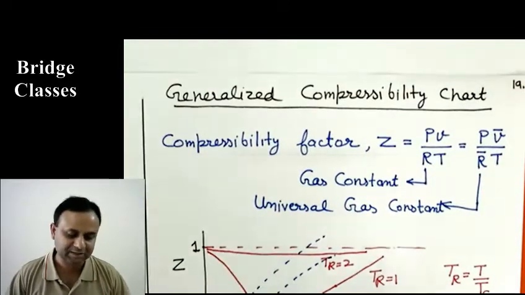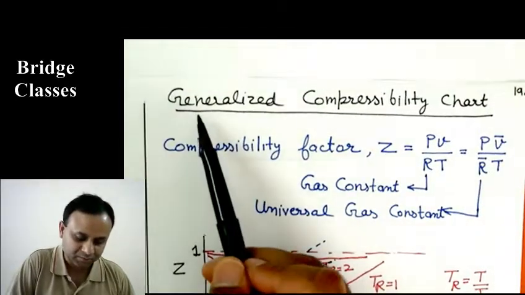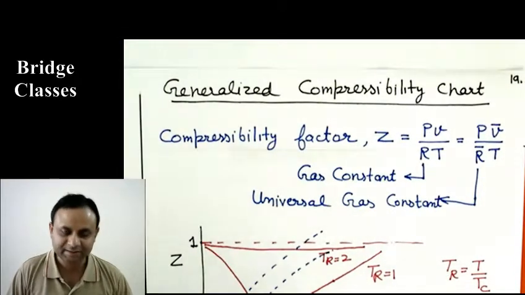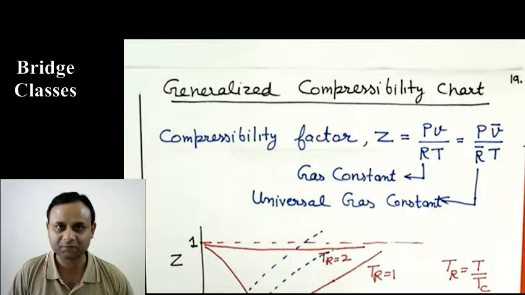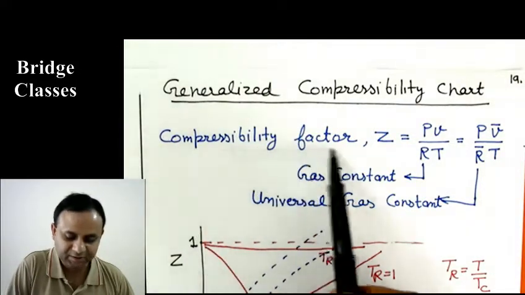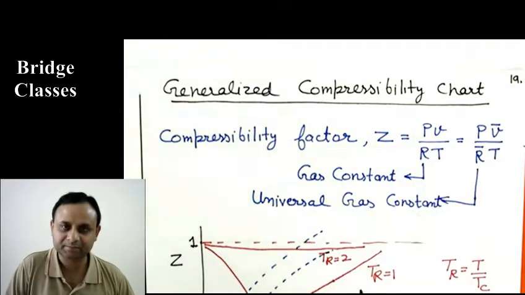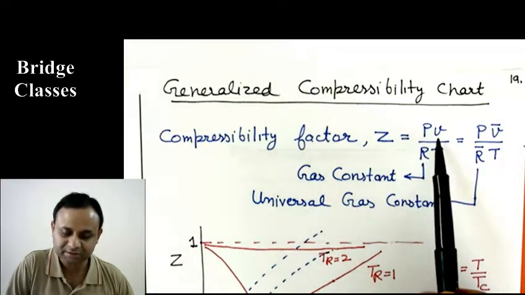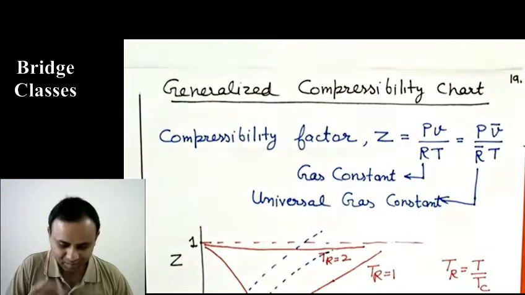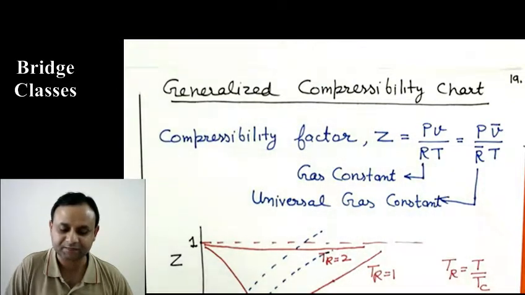Another simplification is ideal gas. And before I talk about that, we'll talk about what is called the generalized compressibility chart. And this analysis is applicable for gases. It is not for liquids and solids. We are talking about gases. So if we define a compressibility factor Z as PV over RT, okay, P is pressure, V is specific volume, R is gas constant, T is temperature. And in this equation, temperature has to be in Kelvin. It can't be in Celsius, it is in Kelvin.